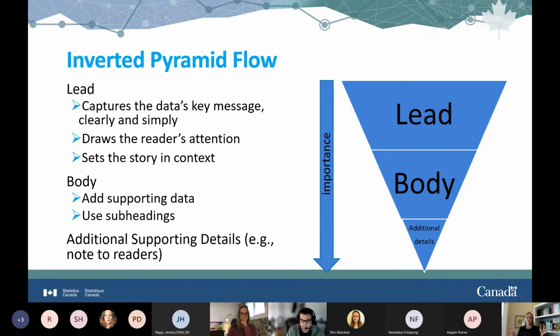So your first sentence could be, a new study conducted in March of 2020 showed that Canadians were more likely to, and then you explain what the findings are. Your first sentence is your key message. It draws the reader's attention, and then you set the story in its context in the first paragraph. Then, as you progress in your inverted pyramid flow, you can add supporting data, secondary results, or other results, and all additional detail is at the end, like methodological notes and so on.